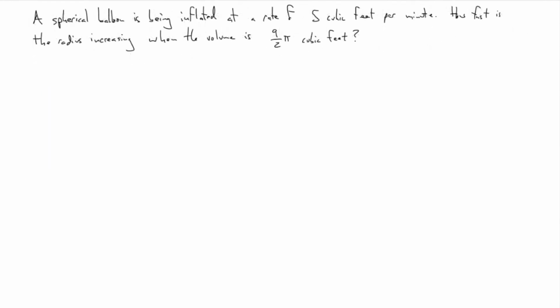Okay, we'll look at one more example before I turn you loose on your homework, so try this one. We have a spherical balloon that's being inflated at a rate of 5 cubic feet per minute, and the question is, how fast is the radius increasing when the volume is 9/2 pi cubic feet? Before you pause the video, I should remind you of the formula for the volume of a sphere: the volume is 4/3 pi times the radius cubed. All right, take a few minutes, pause the video, figure this one out, and when you're ready, start it back up again.